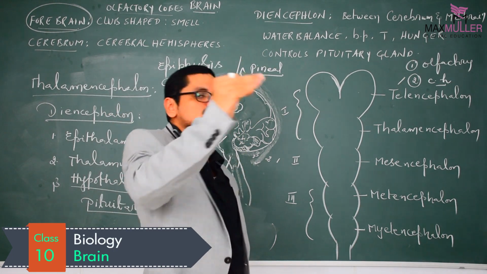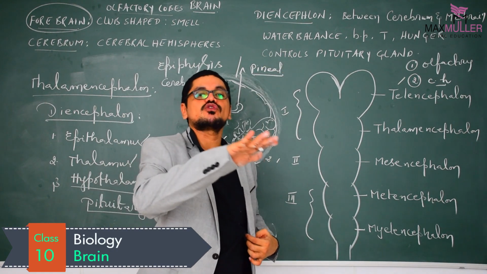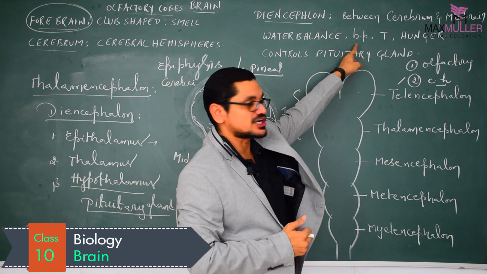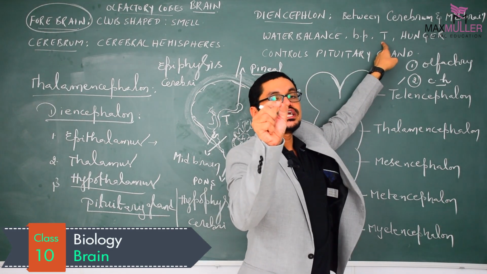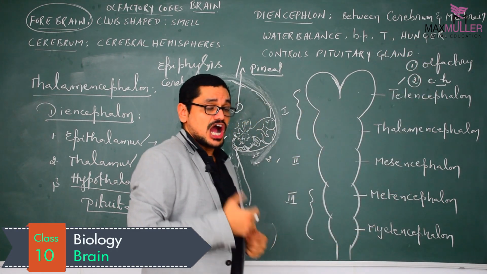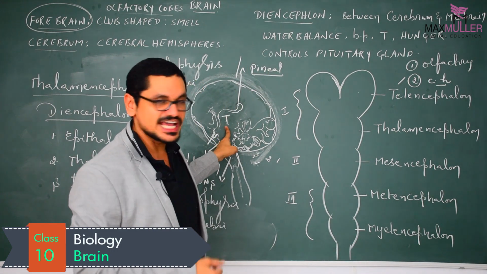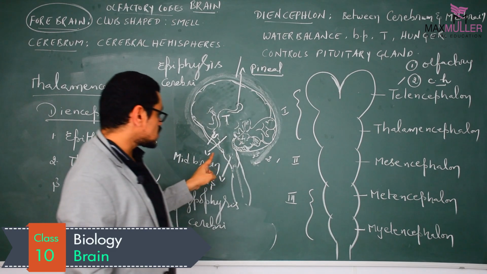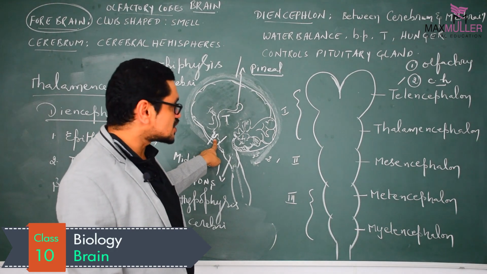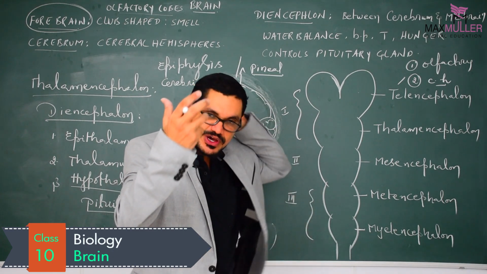What is the basic function of the thalamus? What is the main function of the thalamus? Thalamus function is maintenance of water balance, and maintenance of BP, blood pressure. Even it is a thermostat, maintenance of temperature, and even hunger sensation is also under the control of this so-called diencephalon. Not only that, it controls the major gland. What is that major gland? The pituitary gland. It controls the pituitary gland also. So it is a thermostat of your body. It is an osmoregulatory center.